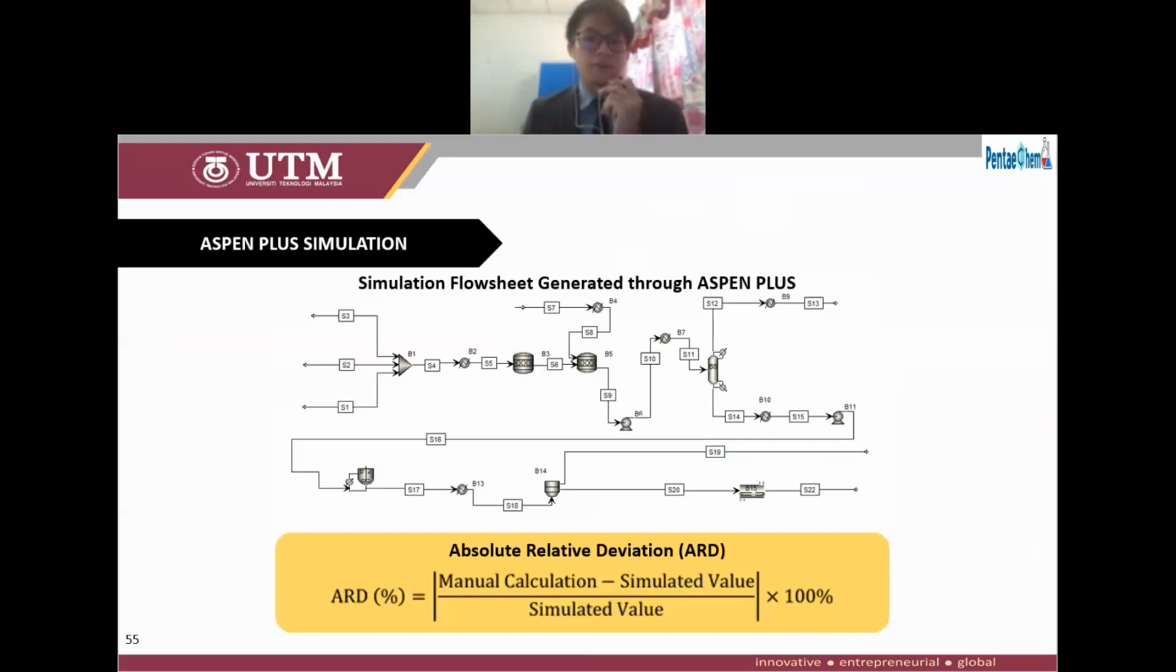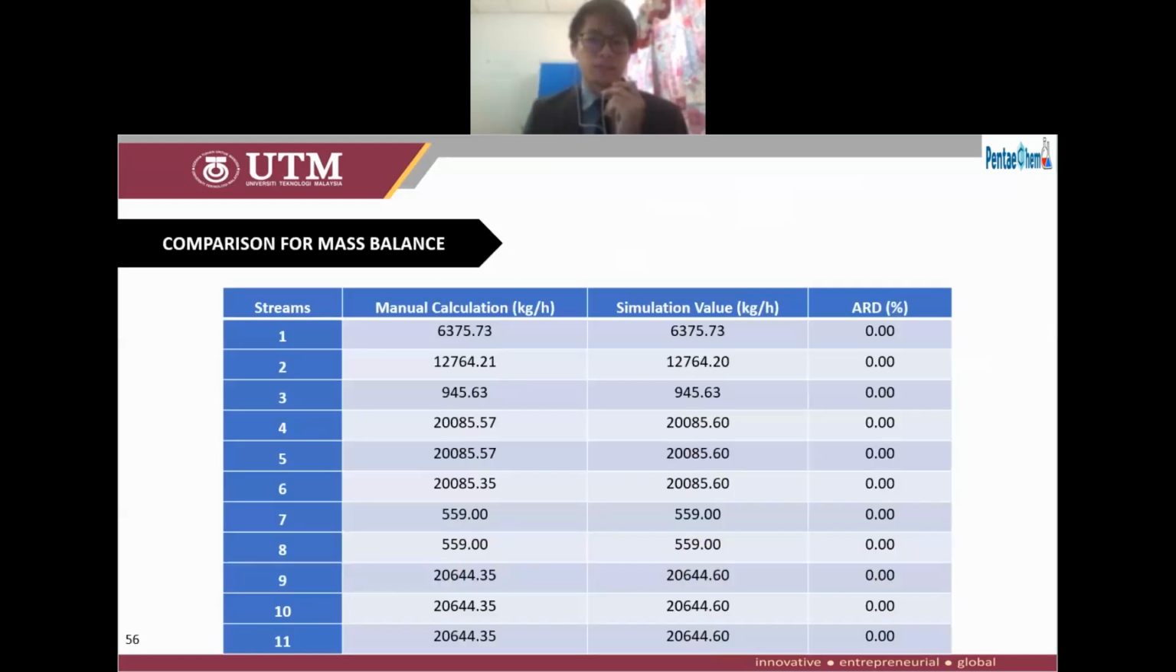So this diagram is the simulation flow sheet for our process generated through the Aspen Plus application. And this is the equation we use to calculate the error between manual calculation and simulated value. Next. From the table, only one stream, stream 21, has error more than 15% due to the centrifugal separation. This is because the assumption made for solid separation through centrifugal filter are based on literature review, whereas Aspen simulates the separation differently.